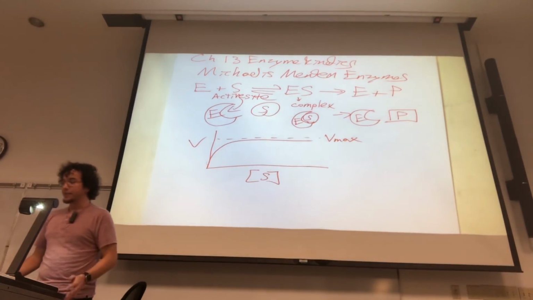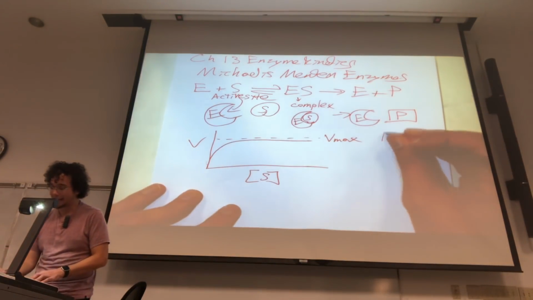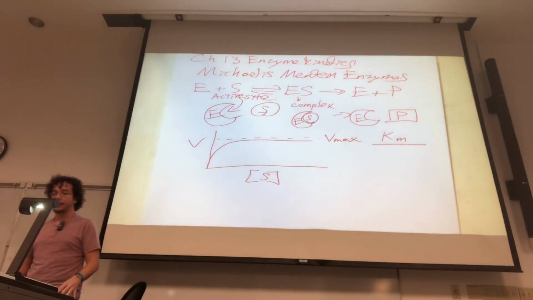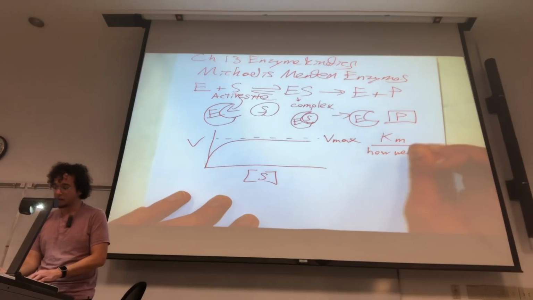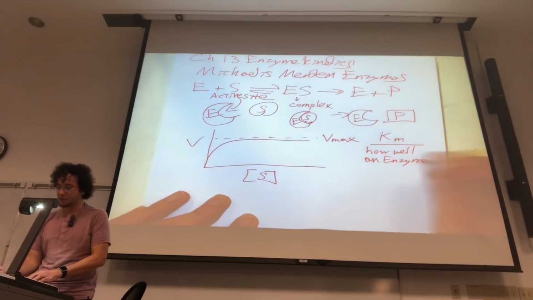So Vmax is very simple. It's one of the two most important numbers you have to know about enzyme kinetics. The other one is called Km. Km, conceptually speaking, Km describes how well an enzyme binds its substrate.